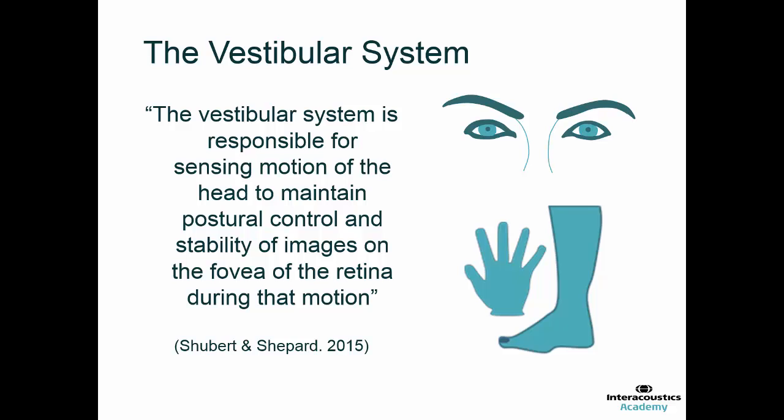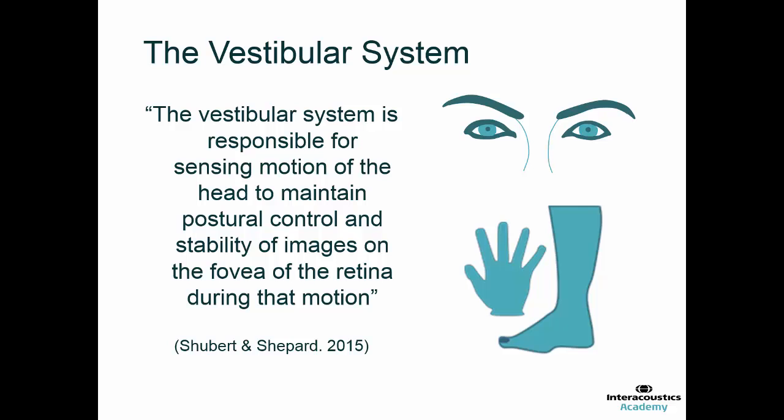This statement really brings up two core concepts which are appropriate for today's webinar. The first is that the vestibular system actually talks to different parts of our body. We can see that it helps maintain postural control, such as our muscles and our legs. Also, it talks to our eyes in order to keep our vision stable. The second core piece of information from this statement is that the vestibular system is responsible for sensing motion of the head.